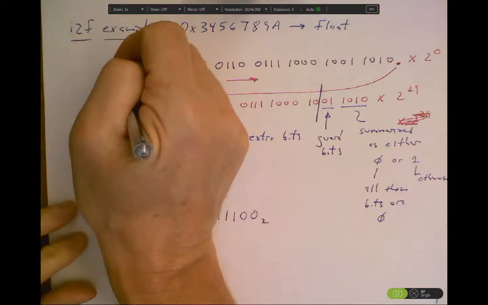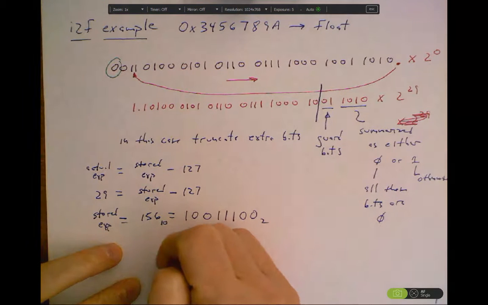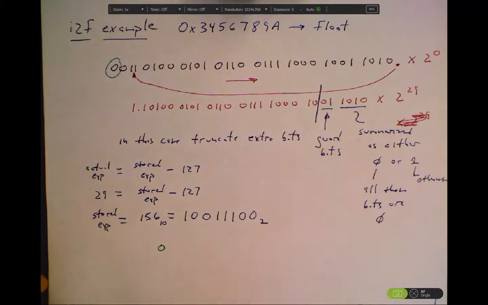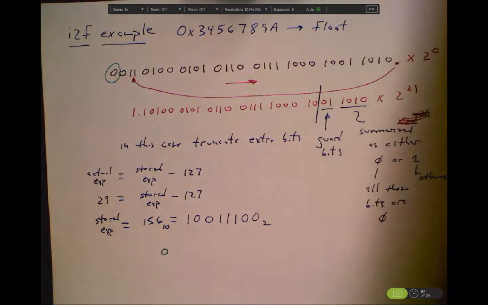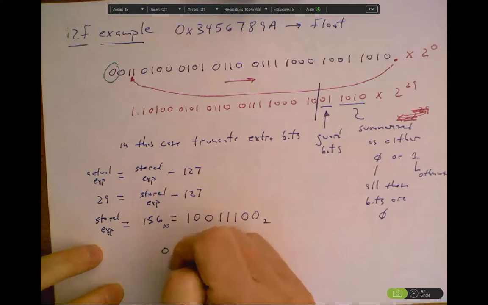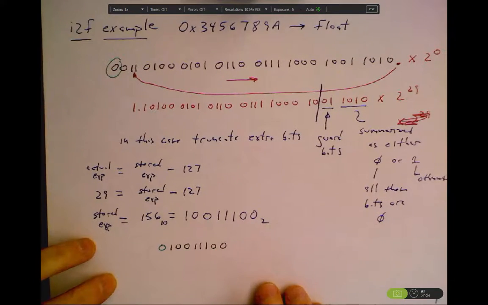Notice the number was positive. We could tell that by the leftmost bit of the original integer. So I'm going to have a sign of 0 on the floating point. The exponent we just saw is 1, 0, 0, 1, 1, 1, 0, 0.